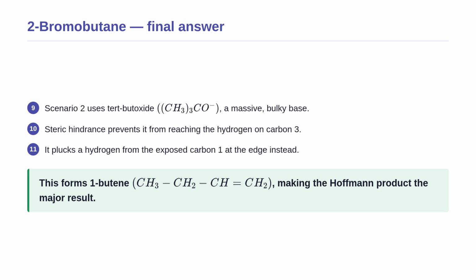Now, let us swap that small base for a massive one. We use tert-butoxide, which is a very bulky base. Due to severe steric hindrance, this fat base cannot squeeze in to reach the hydrogen on carbon 3. Instead, it takes the easy route and plucks a hydrogen from the exposed carbon 1 at the edge. This forms 1-butene, a mono-substituted alkene. Even though it is less stable, it forms much faster because of the crowding. This gives us our final answer. The bulky base forces the Hoffmann product to be the major result.